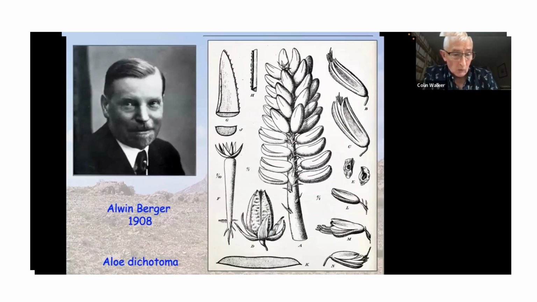We're in Germany now. 1908, Alwin Berger, he published the first modern monograph of aloe, along with Haworthia, Gasteria, and other close relatives. And this is Alwin Berger's image of what was then known as Aloe dichotoma. Unlike Curtis's Botanical Magazine and the other images I've shown you, all the images in Berger's monograph are half-tone. But this is the starting point for the modern taxonomy of aloe and all its relatives.